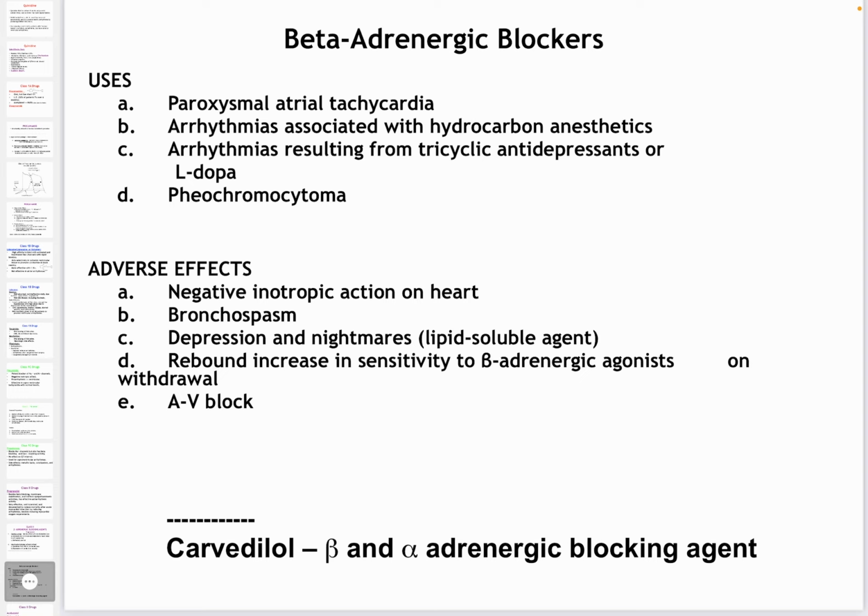Let's continue with the adverse effects. This drug, if you remember, crosses into the central nervous system, so it can be associated with depression or nightmares. Some people, when they start using propranolol, have these nightmares or even some psychotic side effects. Another important side effect is rebound increased sensitivity to beta-adrenergic agonists on withdrawal.